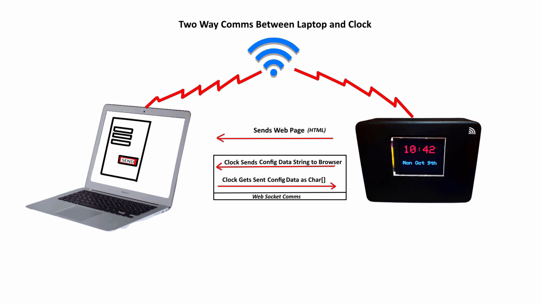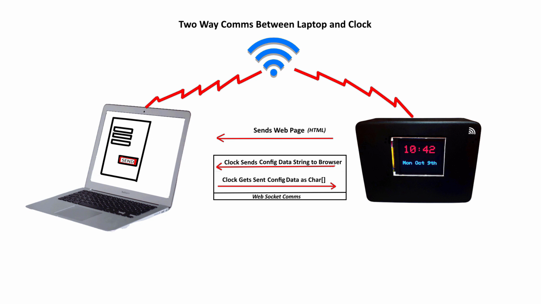It will render that page and it will also wait for a message, and that message will come from the clock. That will be the configuration data, which it then needs to populate all the fields on the browser, ready for editing by the user. Once they've finished editing those details, they press the send button. A socket is used to send data back to the clock, which is then stored in the EEPROM.